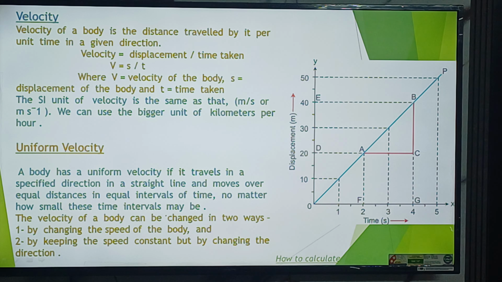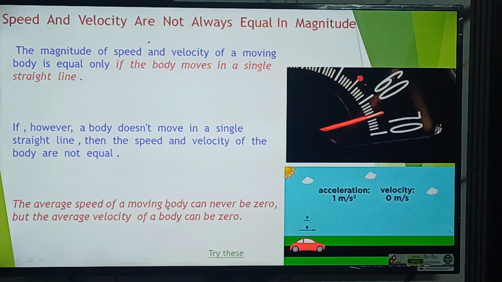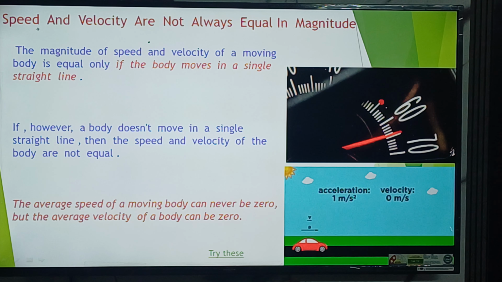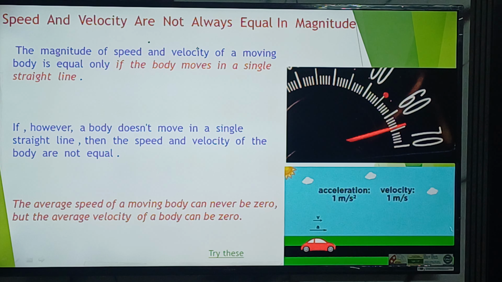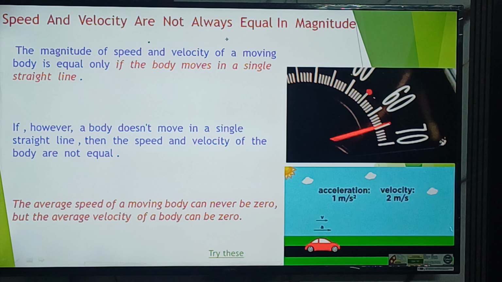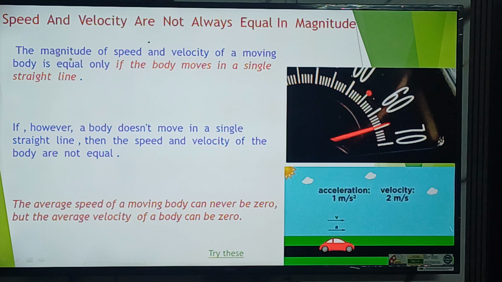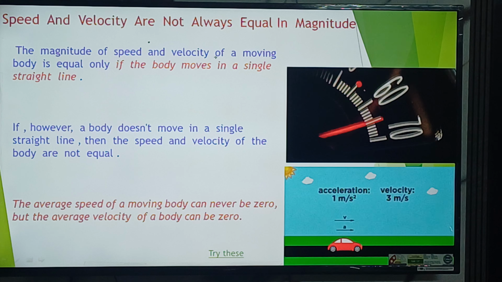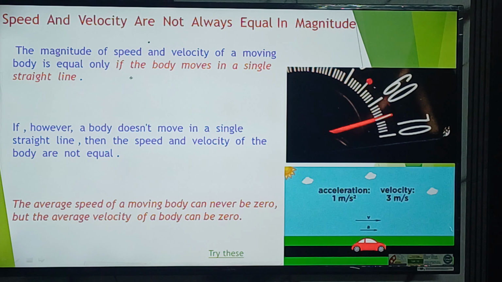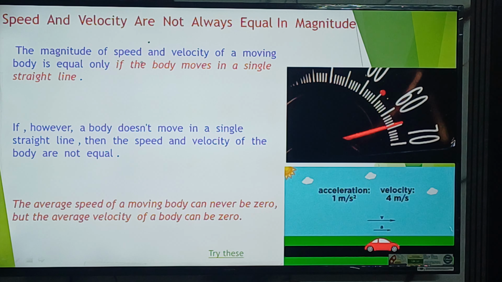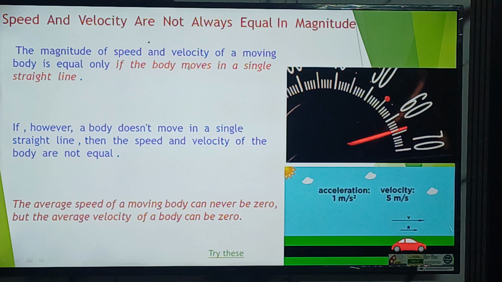Now children, in today's class, we are going to study some important points related to speed and velocity. The point is that speed and velocity are not always equal in magnitude. So what are the situations when speed and velocity are not always equal in magnitude? The very first point is: the magnitude of speed and velocity of a moving body is equal only if the body moves in a straight line.